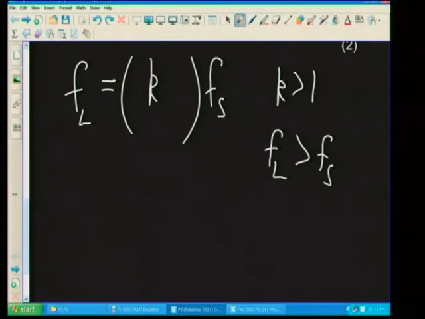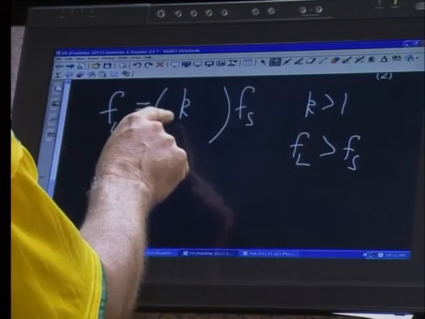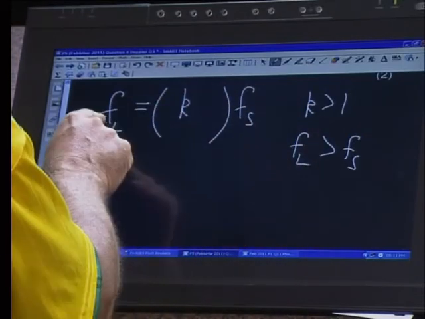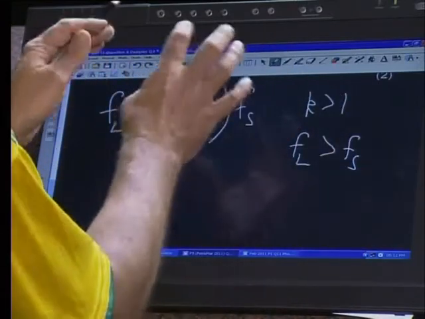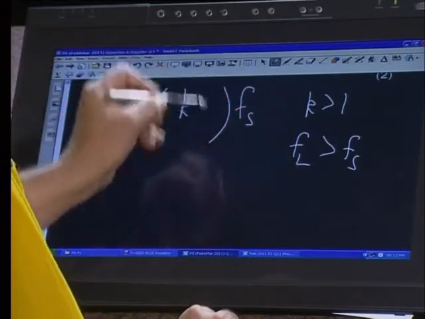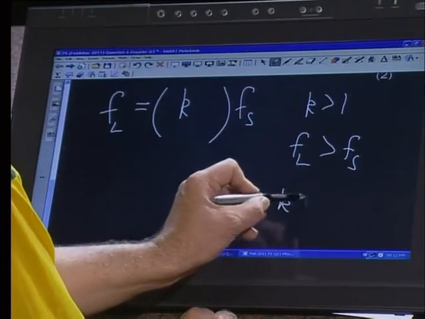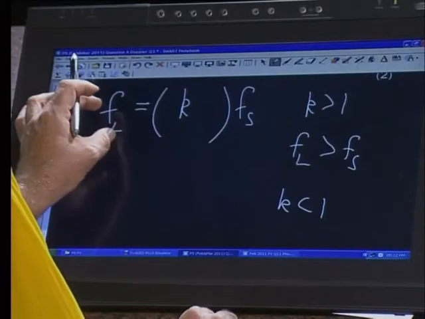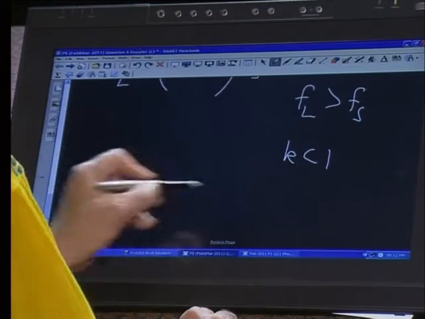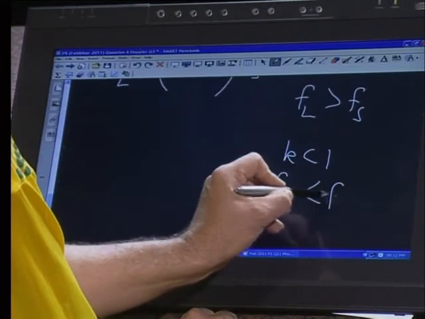Test it and check me. If this was bigger than 1, so it was 2, then 2 times fs, you can see fl is going to be twice the frequency of that. Even if it was 1.1, it would be bigger. But what happens if k is smaller, k is less than 1? You're multiplying by a number like half, then this answer is going to be smaller. Then what we're going to say is the frequency of the listener is less than the frequency of the source.